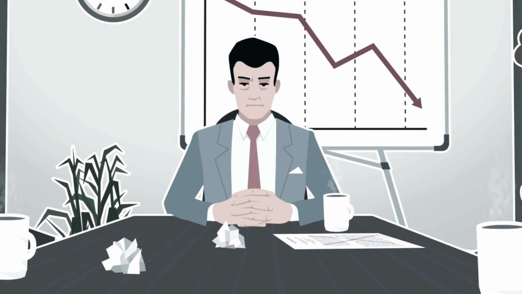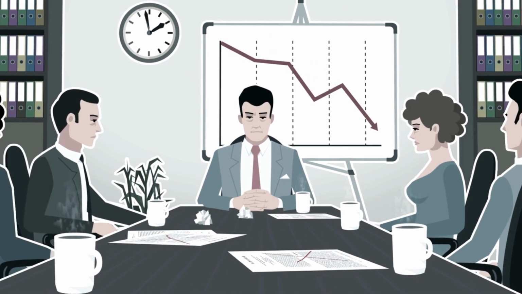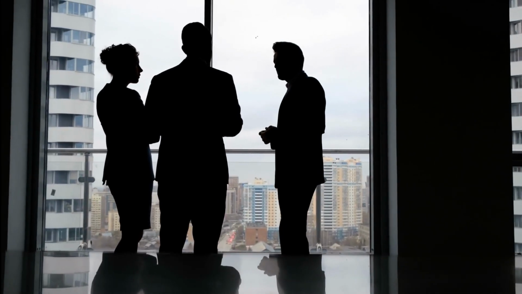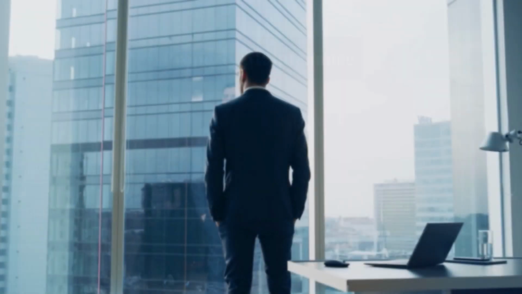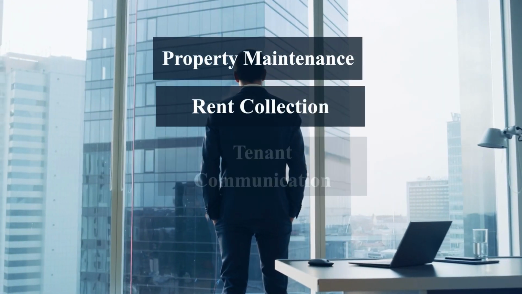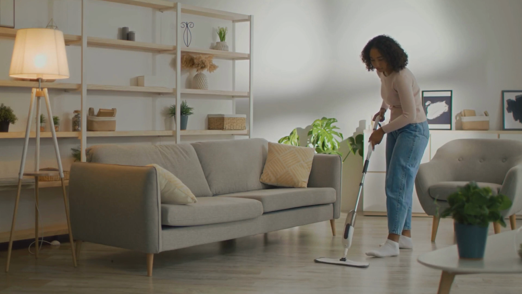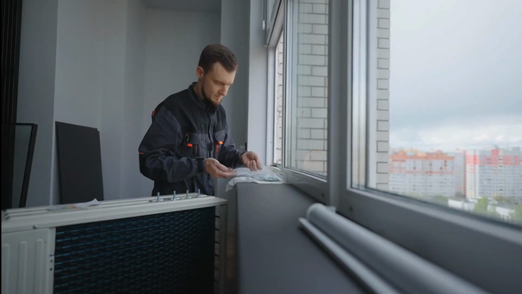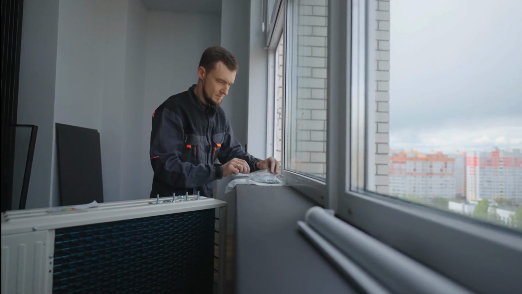Finally, let's talk about how to manage your rent-to-rent business effectively. Managing a rent-to-rent business involves several tasks to ensure the smooth running of the property and the profitability of the business. These tasks include property maintenance, rent collection, tenant communication, and legal compliance. For example, property maintenance might include ensuring that the property is clean and well-maintained, dealing with any repairs or maintenance issues, and keeping the property safe and secure for tenants.